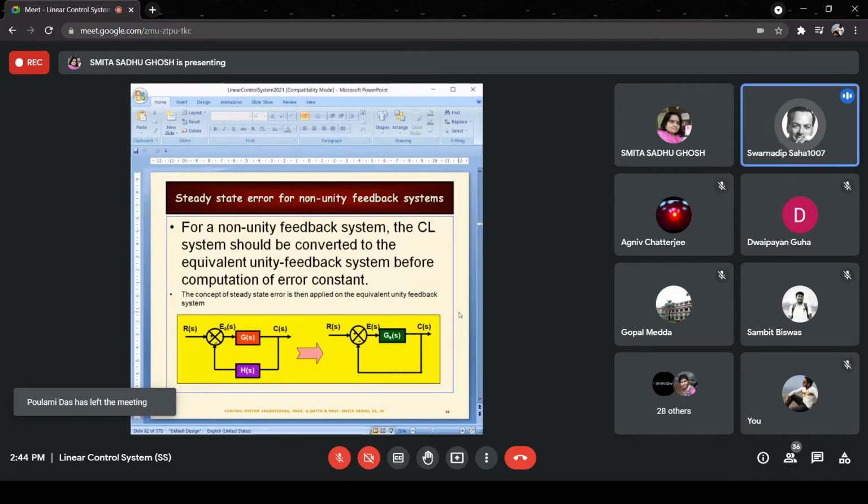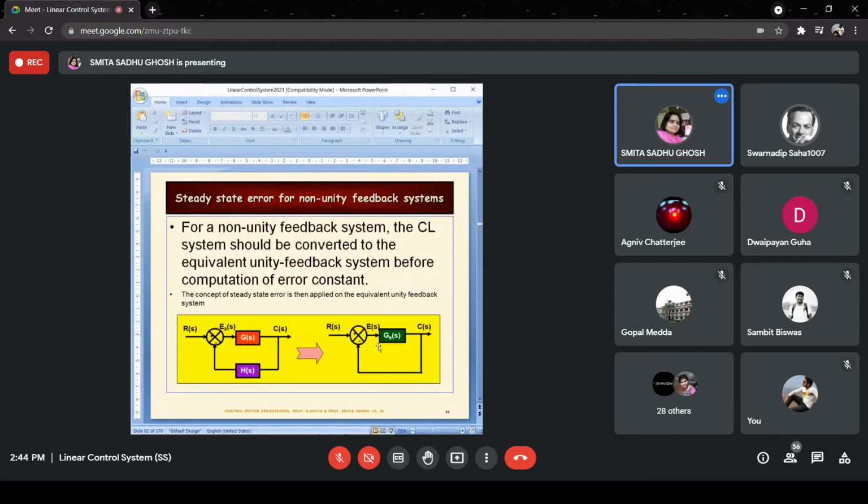Open loop transfer function. Yes, right, very good. So the open loop transfer function means that this transfer function, that is G(s) or G equivalent after conversion, is the one that we look at, right?